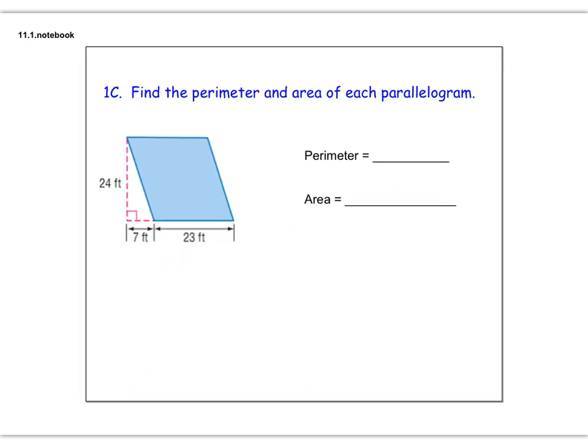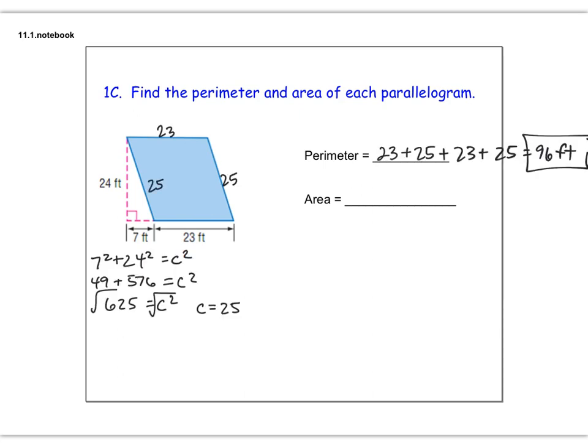Go ahead and try number 1C on your own. See if you can find the perimeter and the area, and then unpause the video and check to see if your answers are correct. If you did the perimeter correctly, you should have gotten 96 feet. You had to use the Pythagorean theorem to find this slanted side right here, and it turns out that is 25.